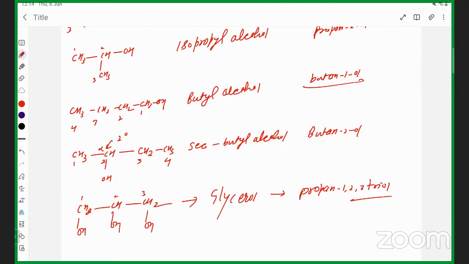If you studied in the 11th standard, the same way you have to do that one. So last one writing. The second last one, sec-butyl alcohol, done. I'm writing the glycerin. Done, sir. Okay.